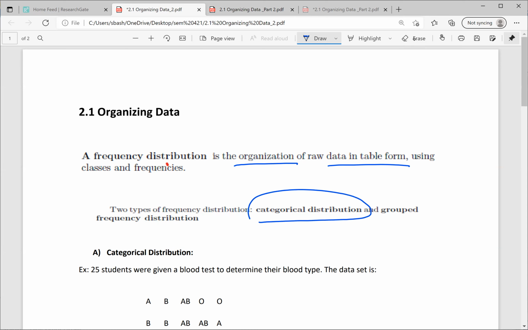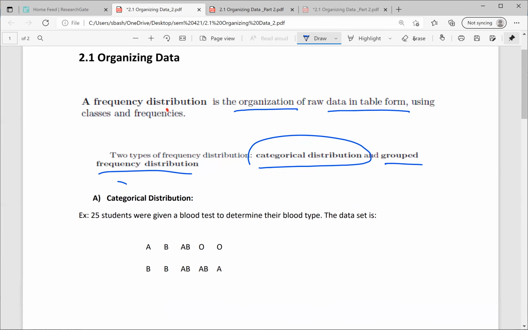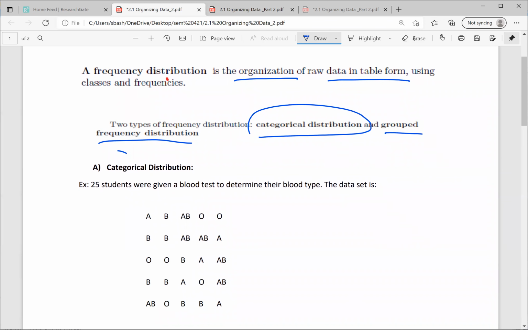This is most likely used when we have qualitative variables. And the second type is the grouped frequency distribution. Let's start with the first one, categorical distribution. Let's start with this example.